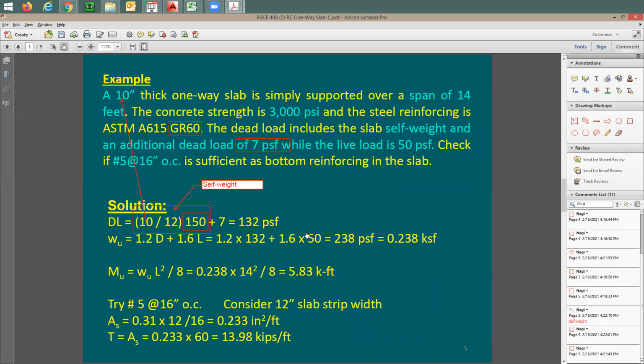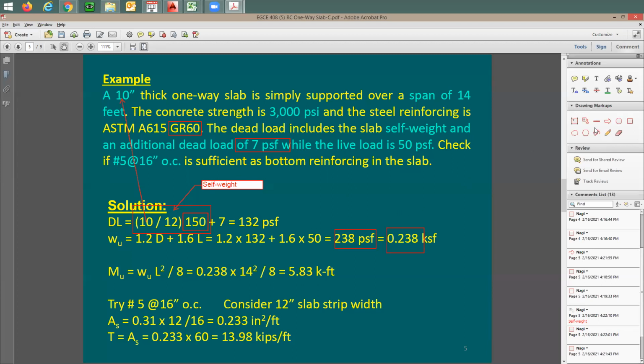So I'm looking here for this load combination. I say dead load is going to be 132. It's going to be 1.2 times dead plus 1.6 times live. 1.6 times 50, the live load. 1.2 times 132, which is the dead load. You have a total of 238 pounds per square foot. This can be your demand load as uniform load. Right? I'd better put it in KSF. Just divide this by 1,000.